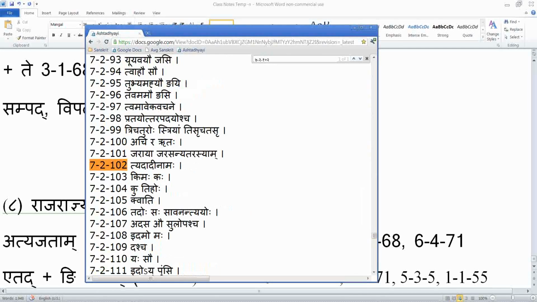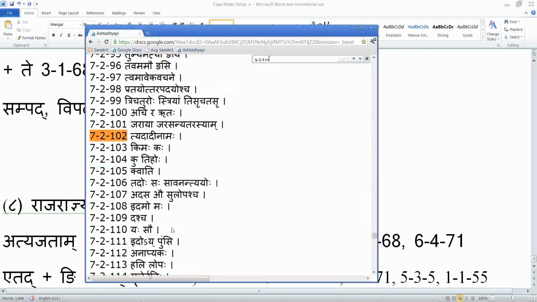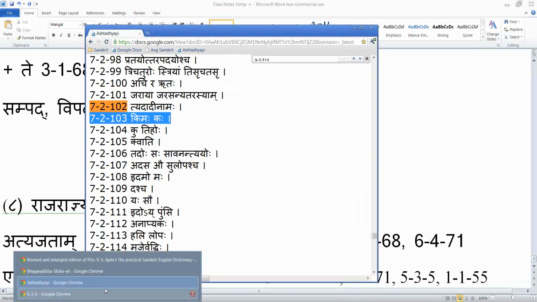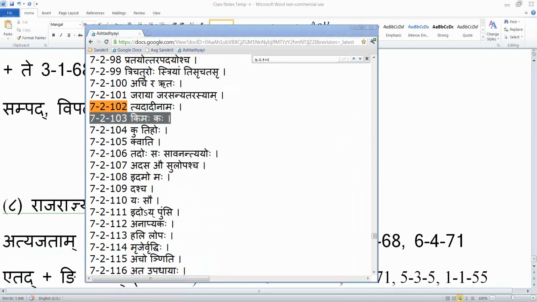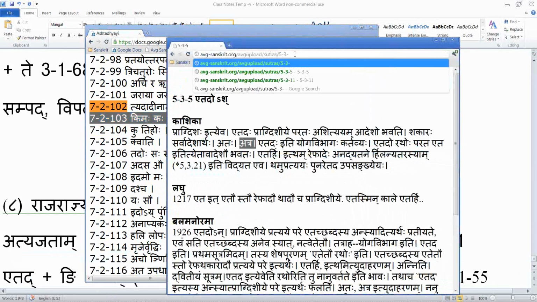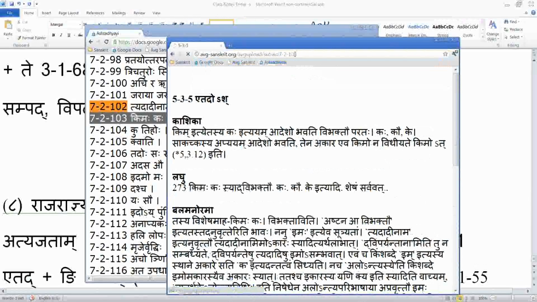Tadadinam only means up to the dvi-pariyantam. So kimashkaha comes over here, down here, 72103. But just because it comes after tadadinamaha doesn't mean kimashkaha is an apavada for tadadinamaha, because the tadadis do not include the word kim. So very quickly, 72103 is kimashkaha. Kim iti etasya kas ityayam adesha bhavati.